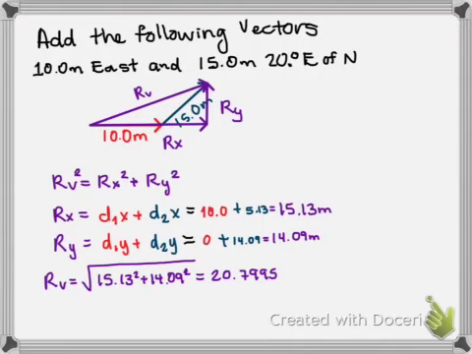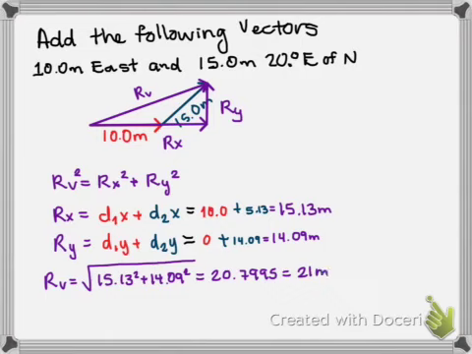And if we use the correct sig figs, we notice that our first vector is 10.0 meters, so that's 3 sig figs, and then we have 15.0 meters, and that's 3 sig figs again, and then we have 20.0, which is 2 sig figs. Since we're supposed to use the smallest sig figs, we are going to round this to 2 sig figs, which is going to be 21 meters.